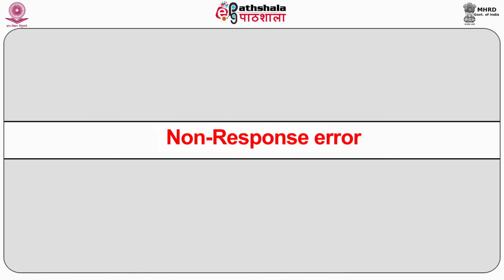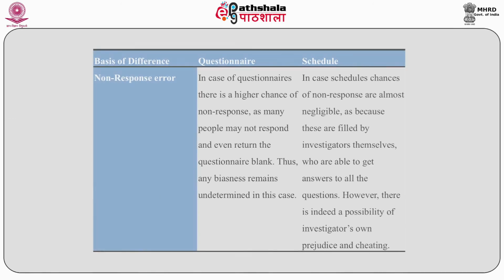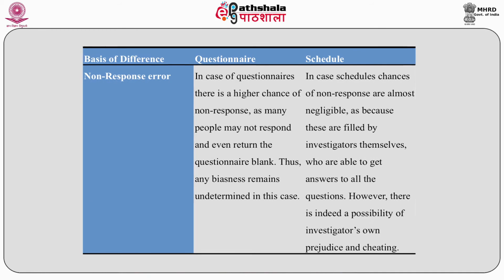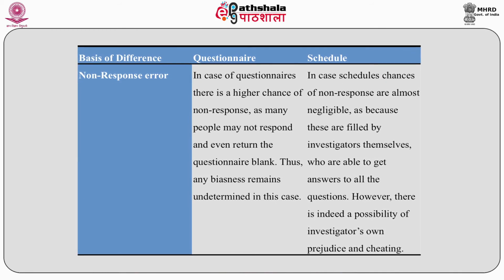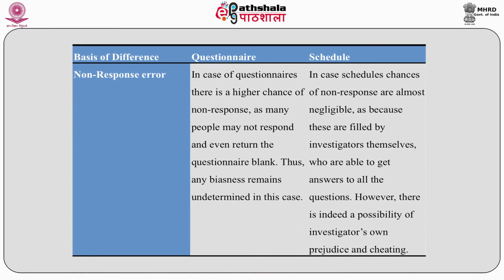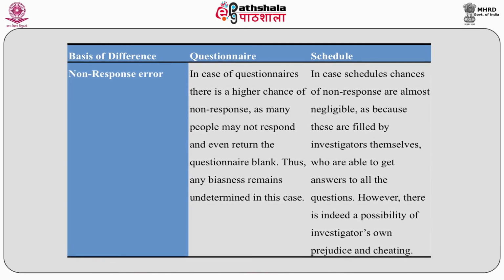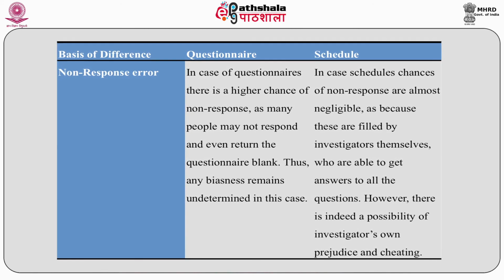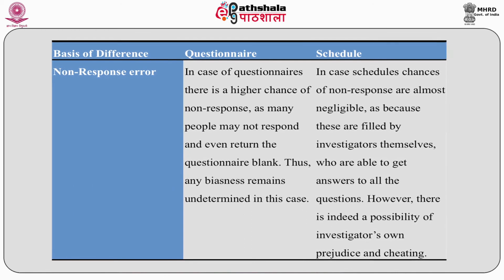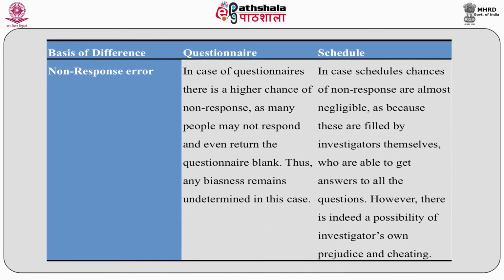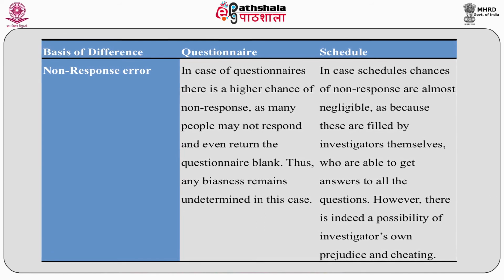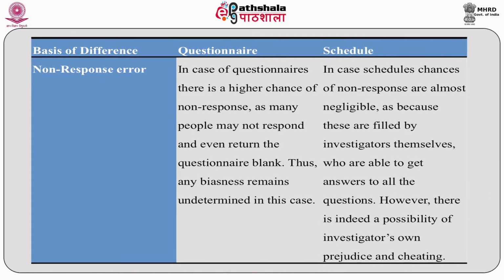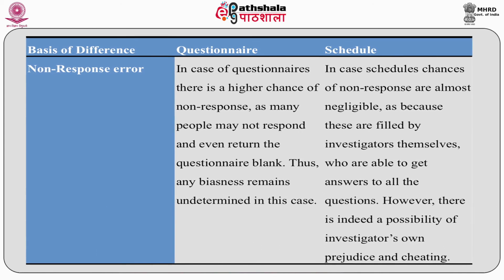The third basis of difference is the non-response error. In case of questionnaires, there is a higher chance of non-response, as many people may not respond and even return the questionnaires blank. Thus, any bias remains undetermined in this case. However, in case of the schedules, chances of non-response are almost negligible, as these are filled in by the investigators themselves, who are able to get the answers to all the questions. However, there is indeed a possibility of the investigators' own prejudice and cheating.